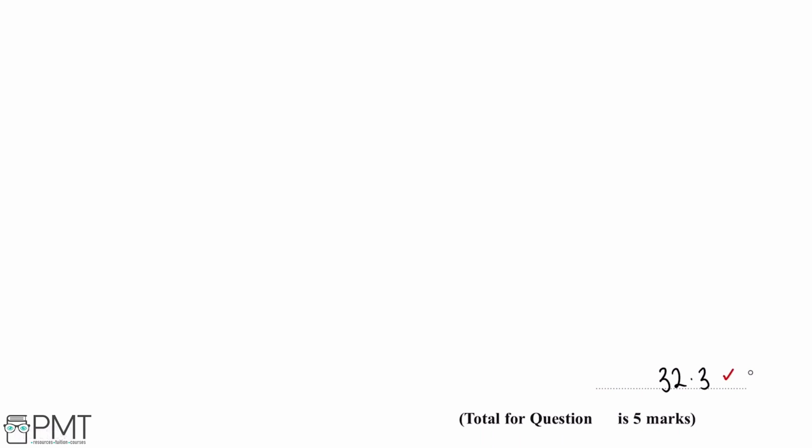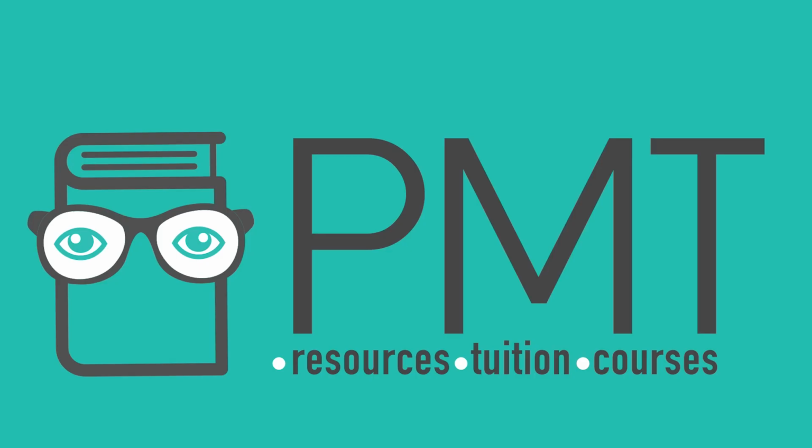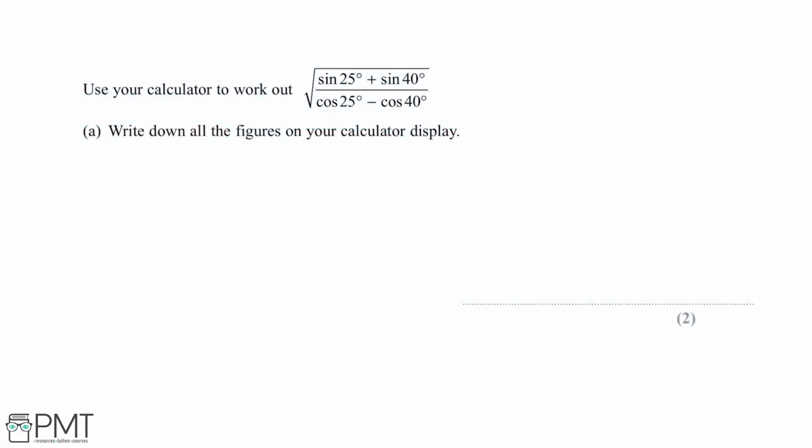And our final mark for correctly working out the angle. Use your calculator to work out the square root of sin 25 plus sin 40 divided by cos 25 minus cos 40. Write down all the figures on your calculator display.